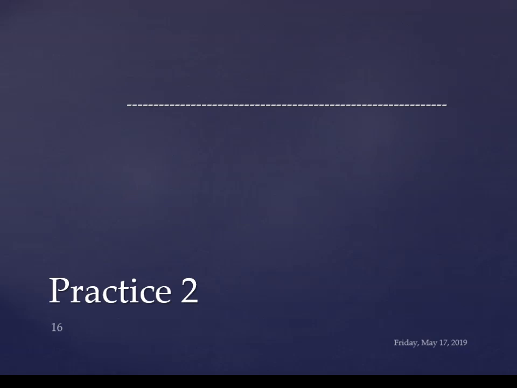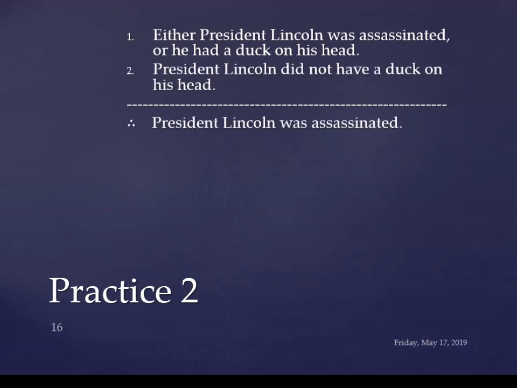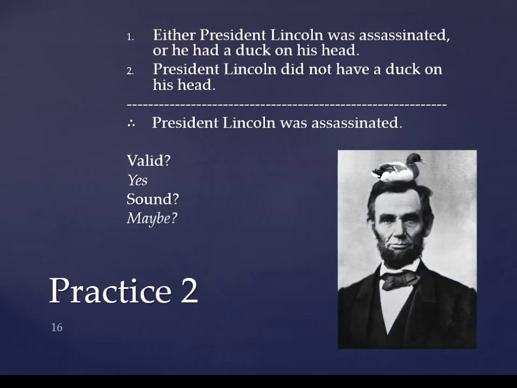All right. Moving on. Either President Lincoln was assassinated or he had a duck on his head. He did not have a duck on his head, so therefore he was assassinated. It's impossible for the premises to be true and the conclusion false, so it's valid. Is it sound? Probably. But I found this on Google and I thought it was funny and I had to work it into my lecture. So there you go.